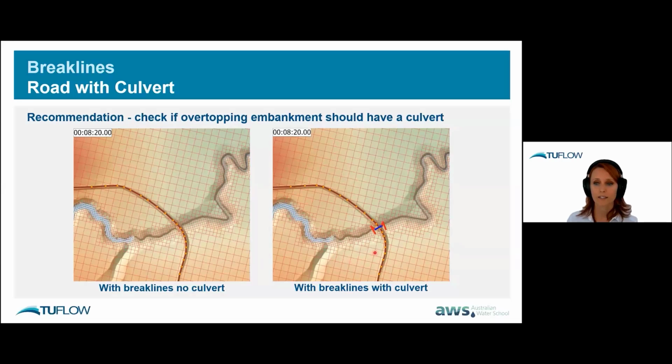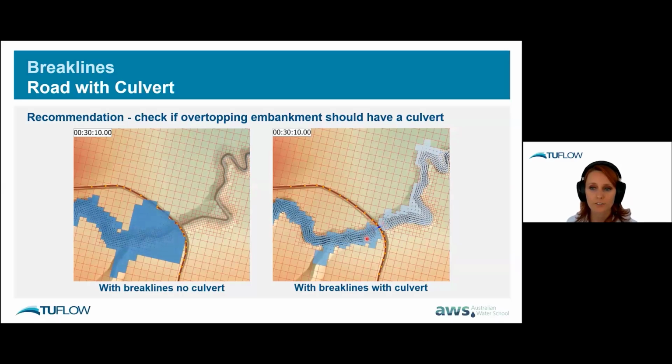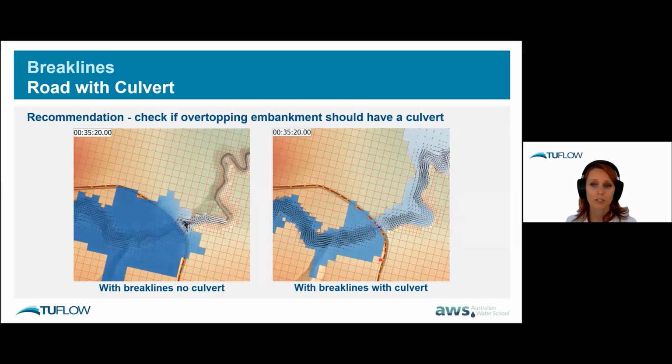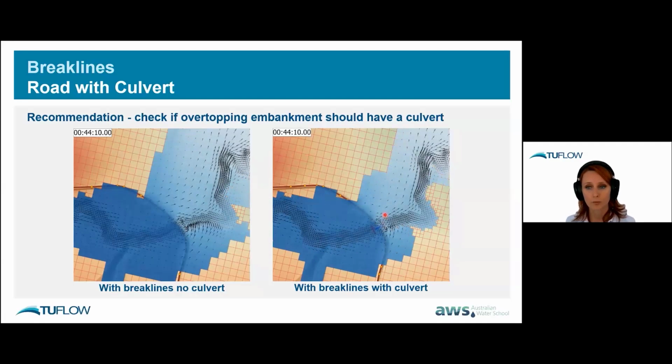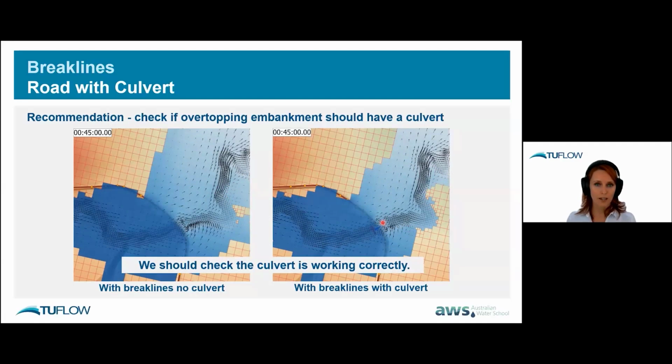Water's coming in, reaching the culvert and almost immediately conveying the water from one side of the embankment to another. That's what we want. And once the culvert fills up, then water again starts to pile up behind the embankment and overtops. Now that we have a culvert inserted in our model, we should check if it is working correctly.